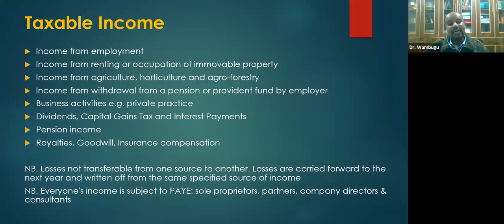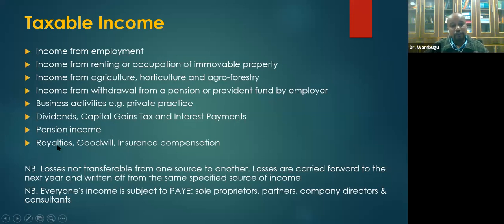Now, what are the incomes that are taxable? Okay, remember you've said that we need to know which ones are taxable and which ones are not taxable. Now, income from employment is taxable. Income from renting or occupation of immovable property is taxable. Income from agriculture, horticulture, and agroforestry is taxable. Income from withdrawal from a pension fund or provident fund by your employer. Business activities like your private practice, dividends, capital gains tax, which I'll explain later, and interest payments. These are the interest payments made to you.